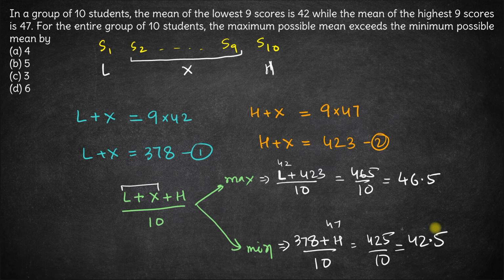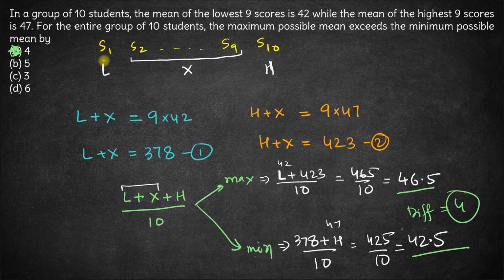So this is the highest possible average, and this is the least possible average. The difference between the highest and the least possible average is 4. Hence the answer to this question is option A.